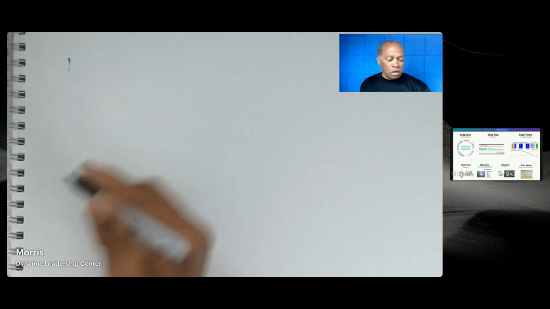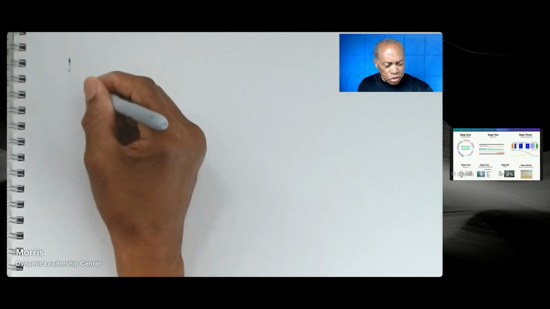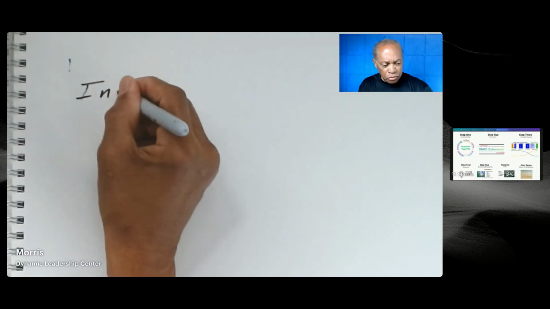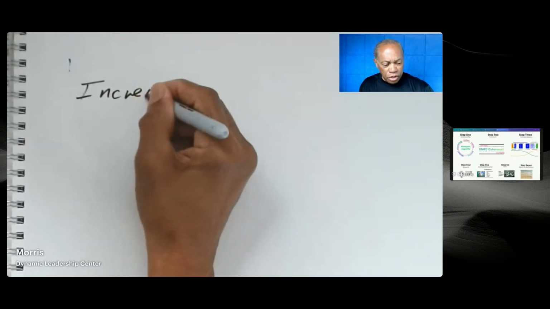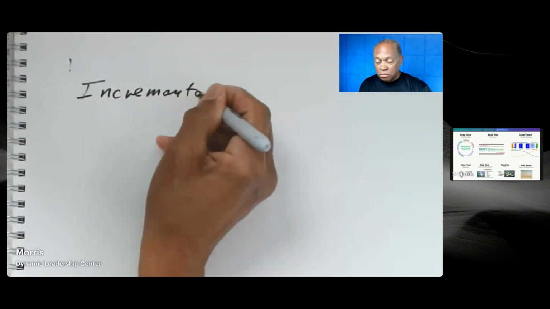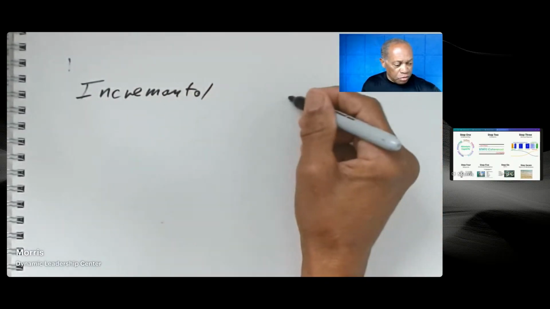You can do it on your own, but it's going to take a lot longer. Another way of saying it is that having help with a small incremental goal, the delta in terms of the outcome is not going to be as great as it can be if you're talking about a stretch goal or a transformational goal. So let's just call it incremental. We've got an incremental goal here, and we have a transformation goal.